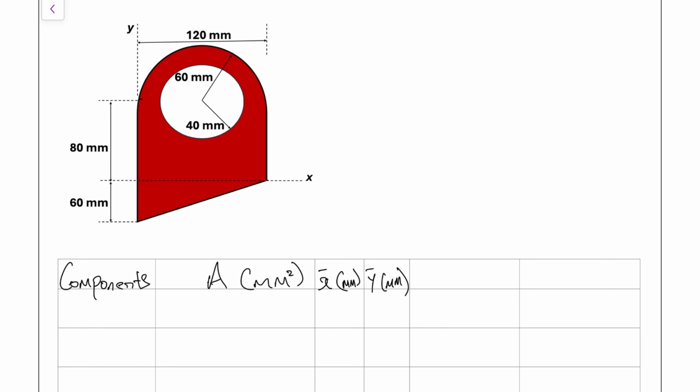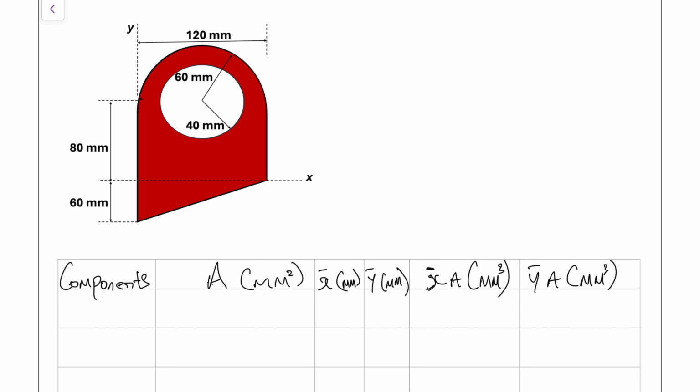Then in this column, we're going to multiply our X bars by our area. And that's our millimeters square multiplied by millimeters. So our unit there will be millimeters cubed. And we do the same thing for our Y bar multiplied by our area. And the unit here again will be millimeters cubed. So let's break this down now into our different shapes. So you can perhaps see that we have 4 different shapes.